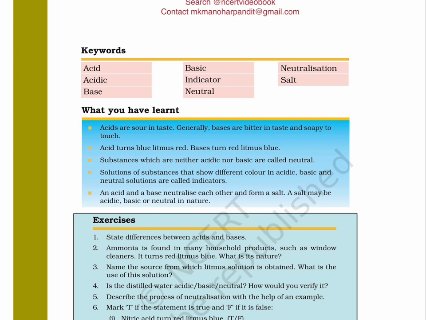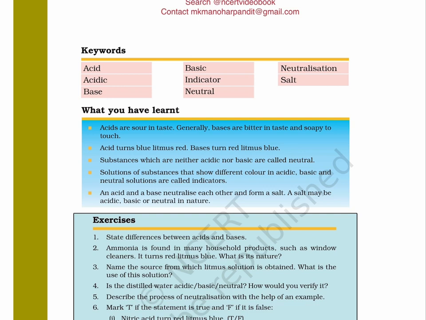1. Acids are sour in taste. Generally, bases are bitter in taste and soapy to touch. 2. Acid turns blue litmus red. Bases turn red litmus blue.